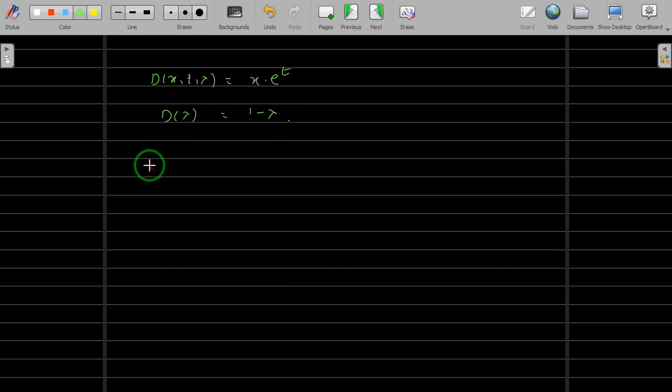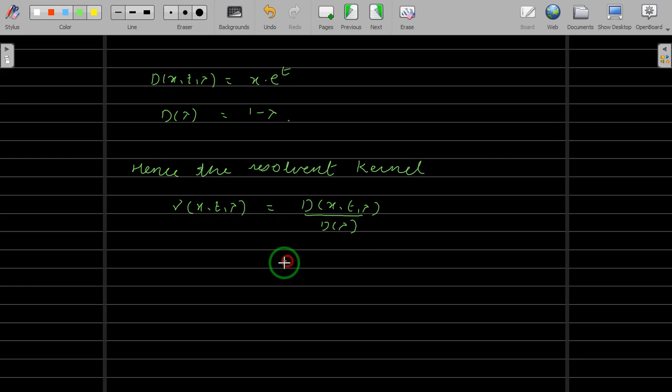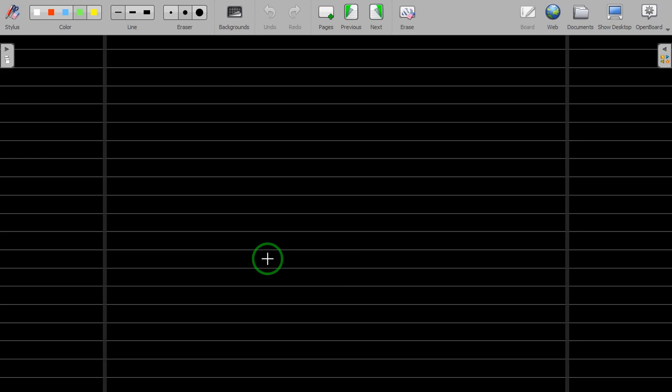So if you have these two quantities, we can easily say hence the resolvent kernel Gamma(x,t;lambda) is equal to D(x,t;lambda) divided by D(lambda), and here we got x e raised to t divided by 1 minus lambda. So this is what the question was. You have to find the resolvent kernel, and we got the resolvent kernel. If you want to find the solution, it's very simple. You write y of x equals f(x) plus lambda integral, and this is resolvent kernel times f(t) dt. Okay. So how this method is clear, let me put some examples for exercise.